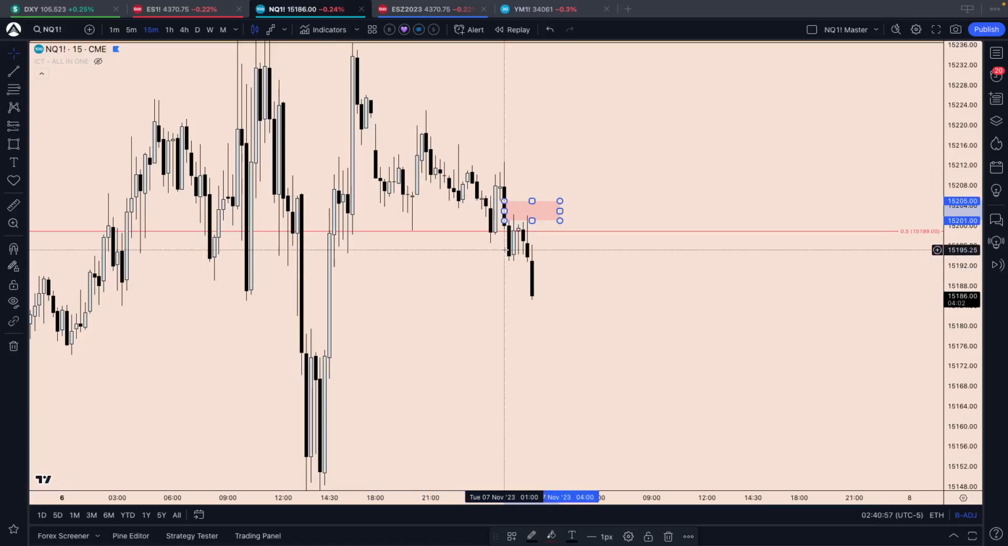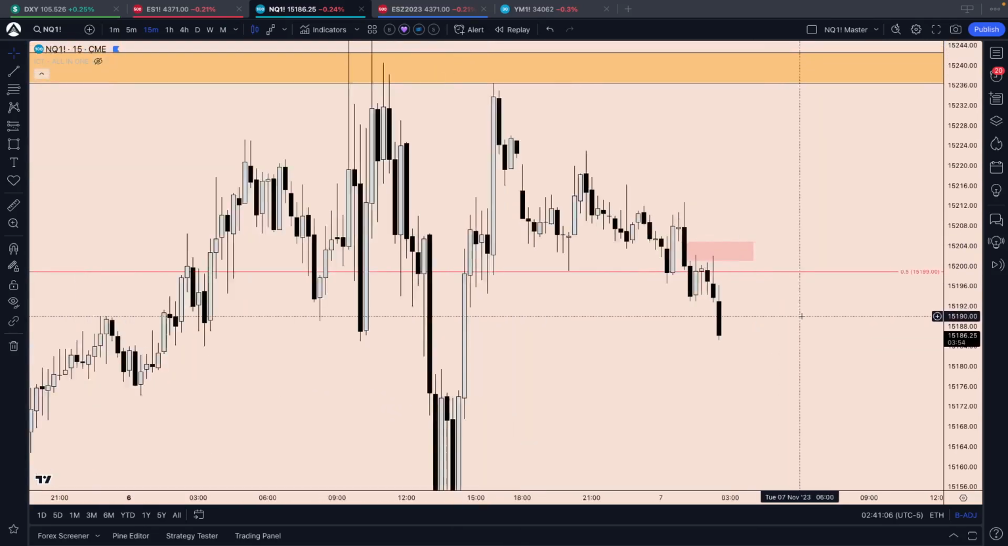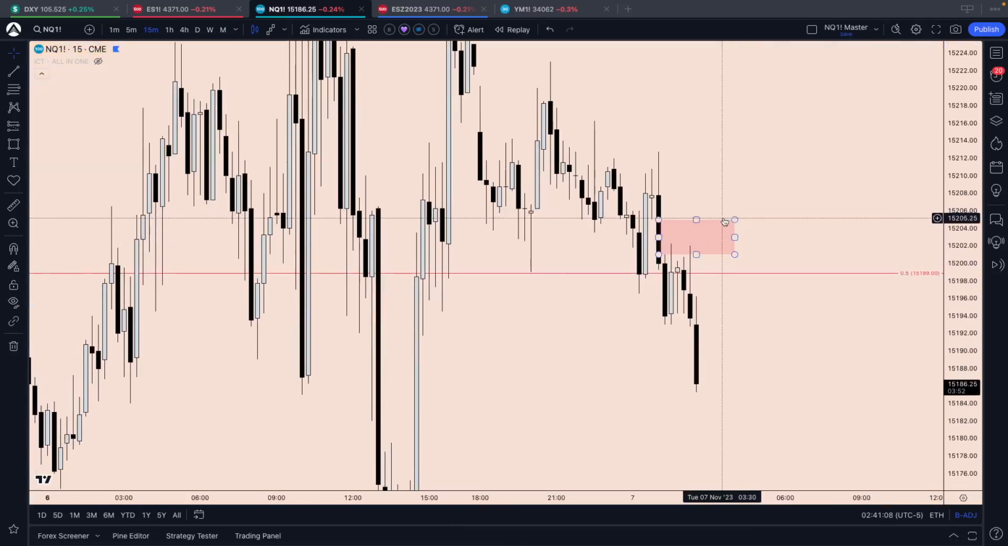Take a look at NASDAQ. NASDAQ is also continuing lower off the bearish fair value gap. It's what we would expect, or at least anticipate. Simply following market structure until we don't.